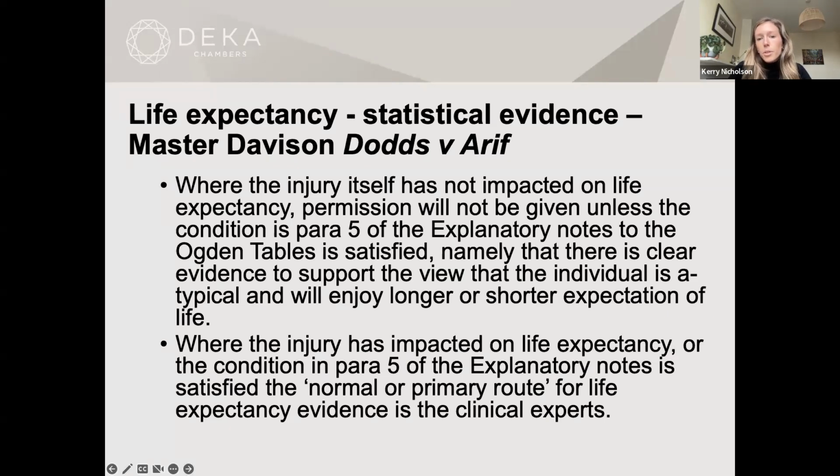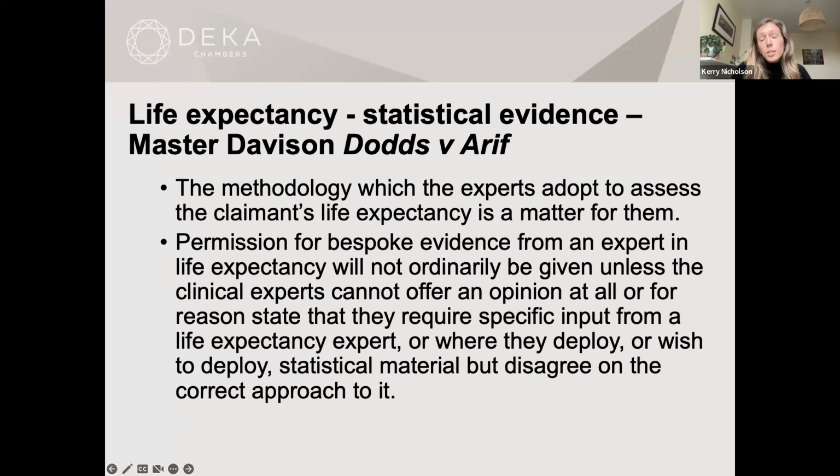So if a person's injury hasn't impacted their life expectancy, so if it remains the same, there's no need for evidence on life expectancy unless the person is atypical. So they would naturally have a longer or shorter life expectancy. If the injury has impacted their life expectancy or they are atypical, the starting point is that the clinical experts already instructed are able to provide their opinion on life expectancy, and there's no need for a specific expert on it. The methodology in which those experts arrive in assessing the claimant's life expectancy is entirely a matter for them.